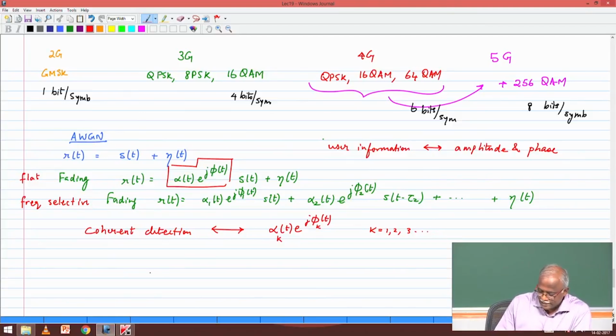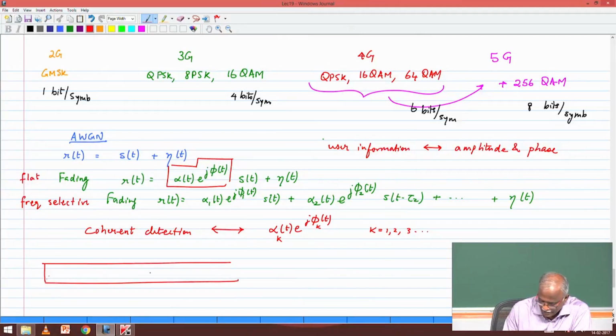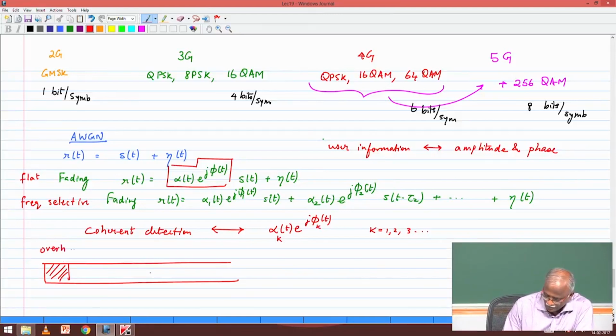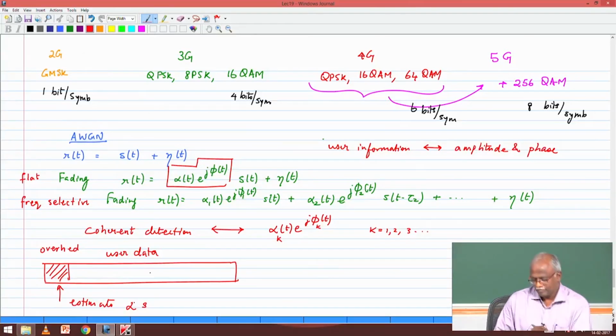And this is the reason why whenever there is transmission in a wireless system, if you notice in GSM, right in the middle there was some what we called overhead information. This is the overhead, and this is the user data that is present. So what is the overhead for? To estimate your alphas and phis.